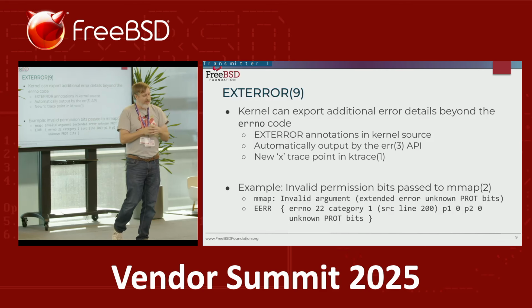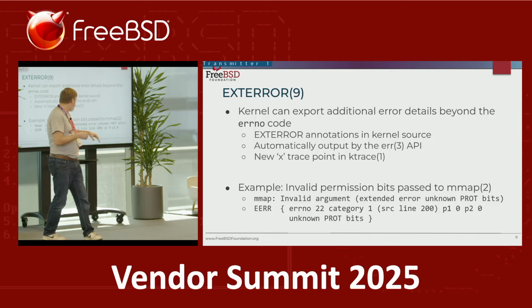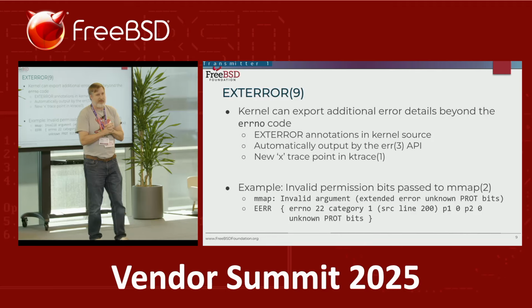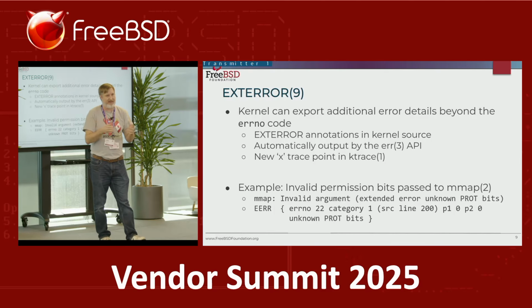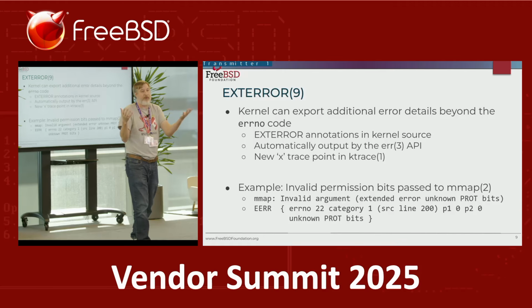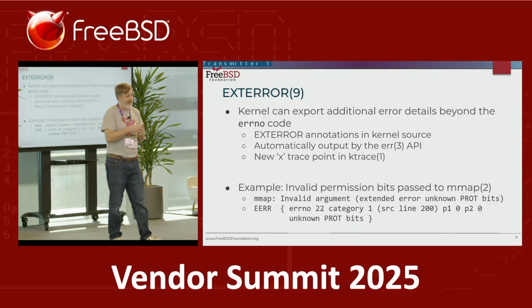And if you call err in that case to report the error, traditionally you would just get an invalid argument, but now you get these extra bits in parentheses where it tells you there's an extended error, and you get the string that came from inside the kernel of those unknown PROT bits that you passed in. So it gives you a little more detail about which argument to mmap was invalid, as opposed to one of the 8 arguments was invalid.